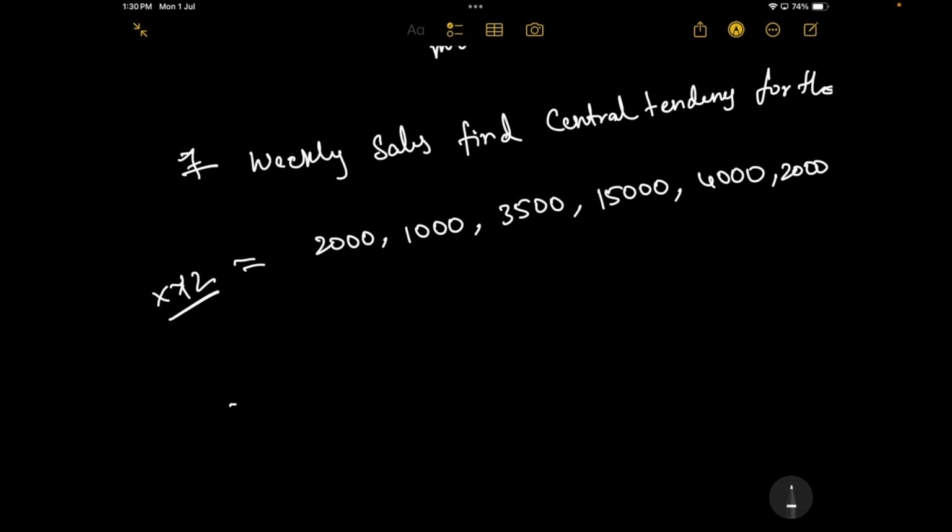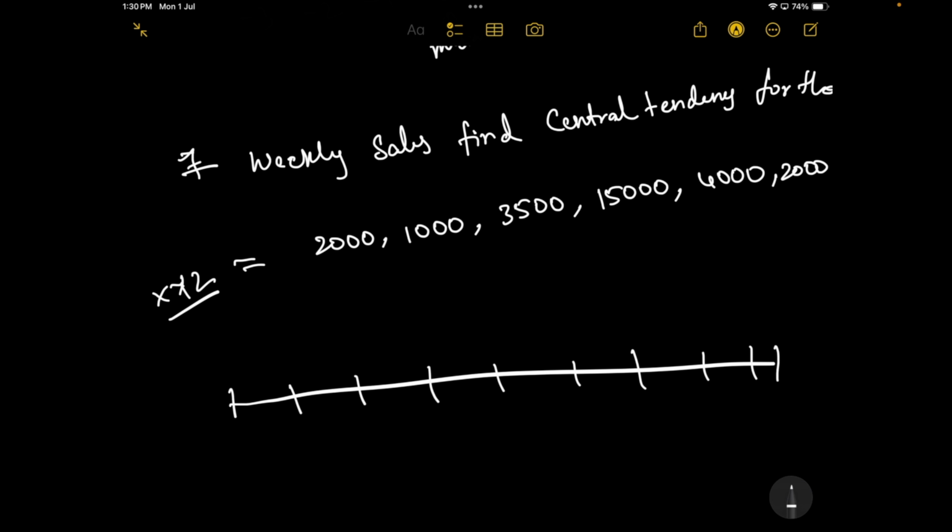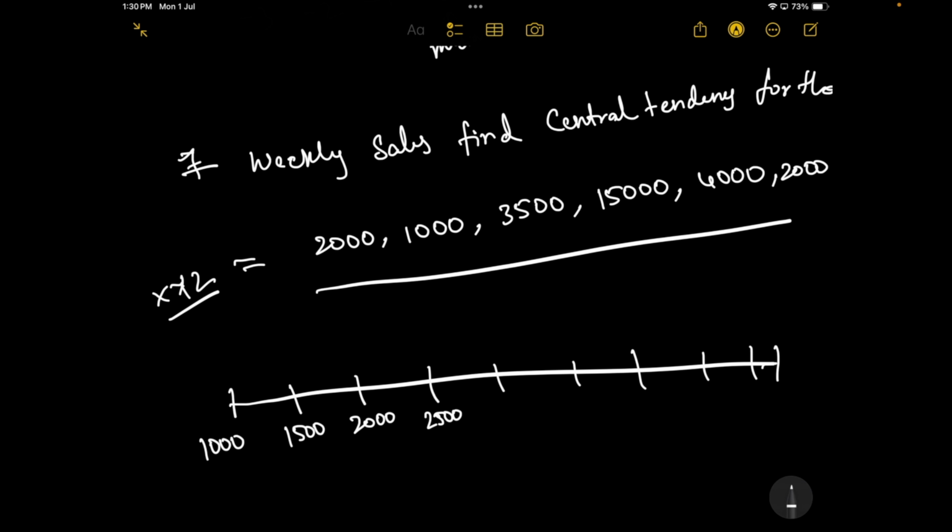So for instance, we are taking this scale. What are the average values here? 1500 is there. That means I'm taking from 1000 and 1500, 2000, 2500, 3000, 3500, 4000, 4500, and there is no 5000, right? So I'm directly taking 15,000.